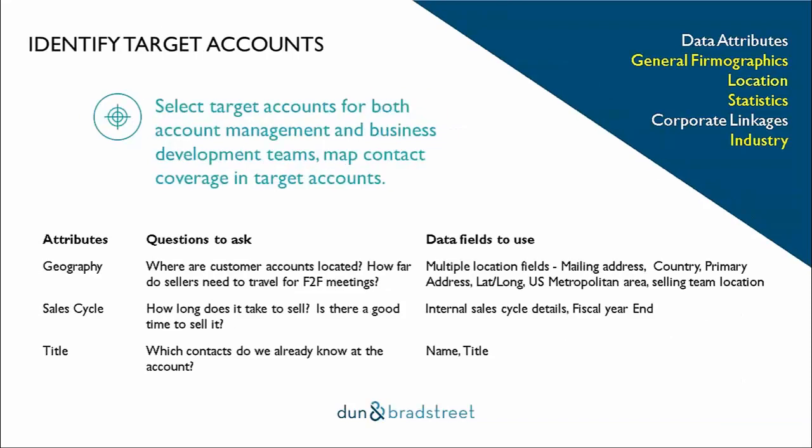Now you've completed gathering the attributes for your ideal customer type. Now you need to identify your target accounts. Explore how they map to your account management or your business development team. You've got a few questions to ask here as you're going through this process. You need to have that great data combined with your account details so your team knows how to get the answers to these questions. So you've got things like geography. Are your accounts mapped to your sales team? How long does that sales cycle take? And which contacts do we already know at the account?